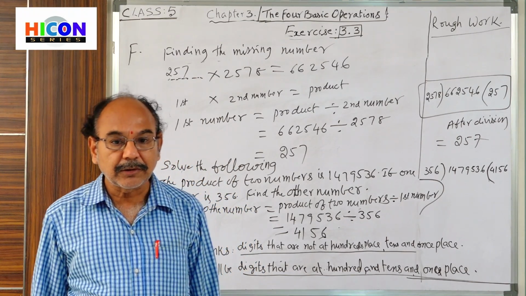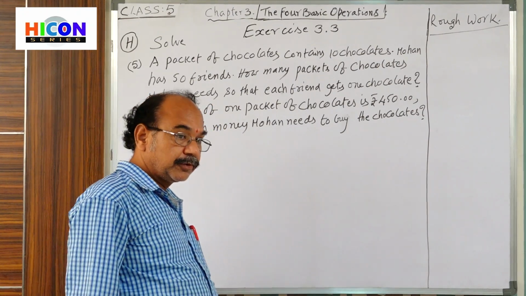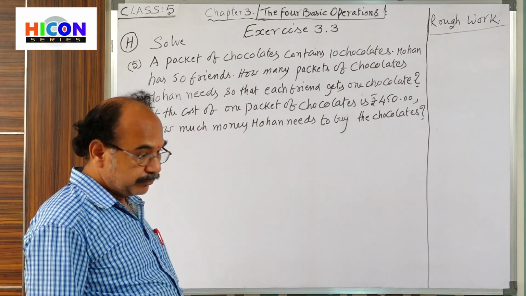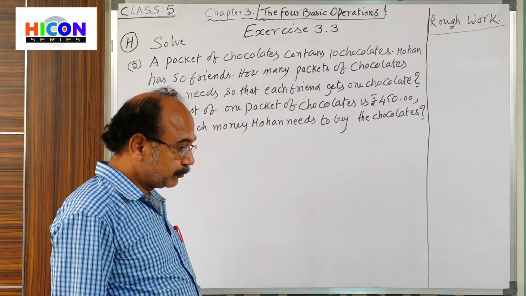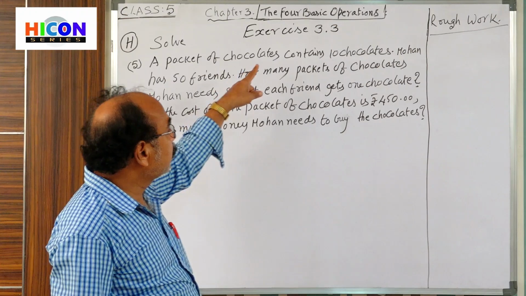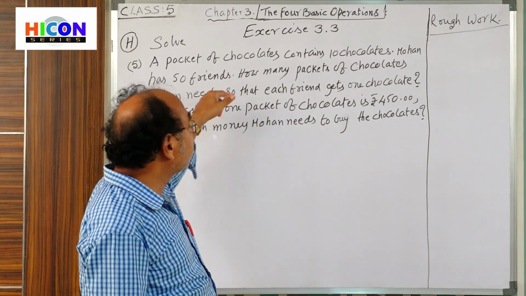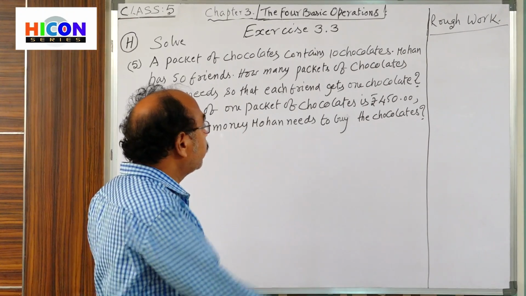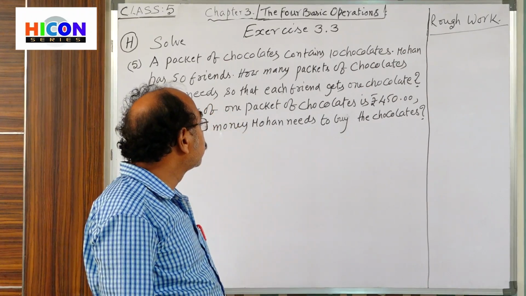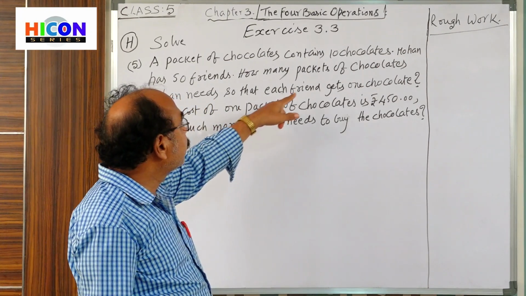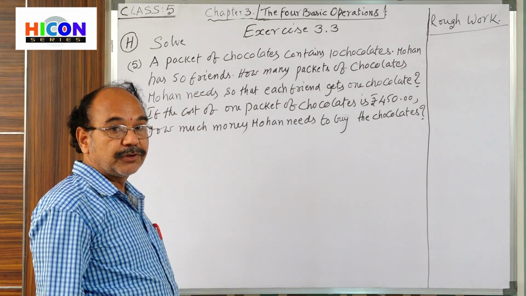Solve the following. See, children, here. Fifth question. Read the question first in a meaningful way. After that, you can prepare the steps. A packet of chocolates contains 10 chocolates. Mohan has 50 friends. How many packets of chocolates Mohan needs so that each friend gets one chocolate? Each friend gets one chocolate.